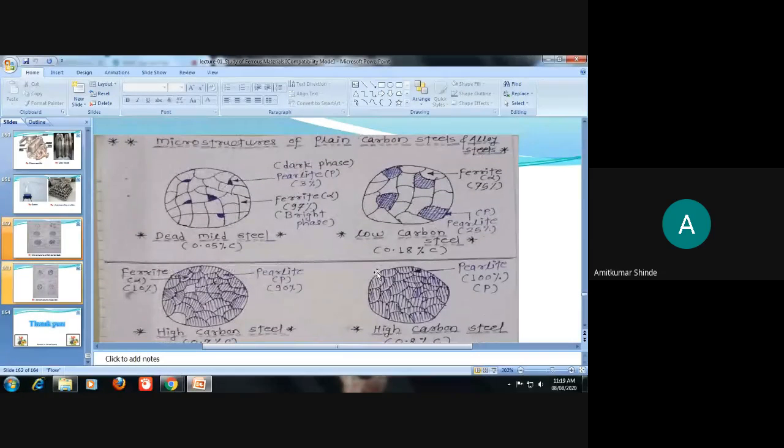Now these are the microstructures of the steels. In the first two diagrams, these are low carbon steels. Here in brackets I have mentioned that carbon is present in a very small amount, 0.05%. Whenever the carbon percentage is very low, its microstructure will appear like this.